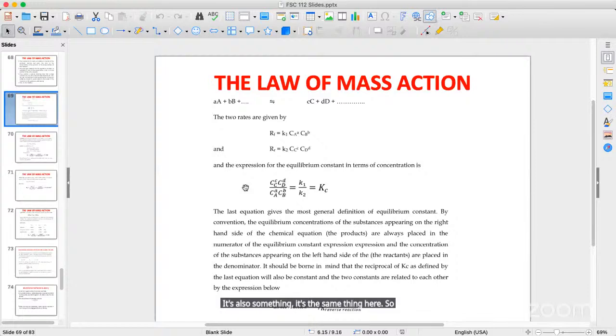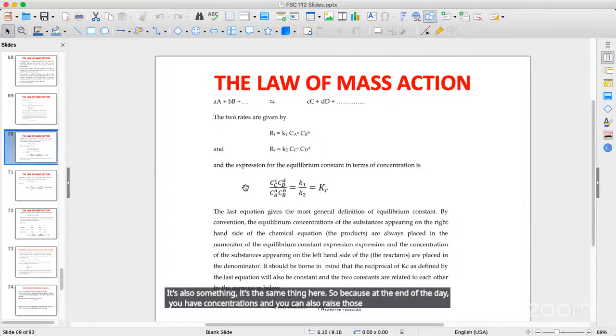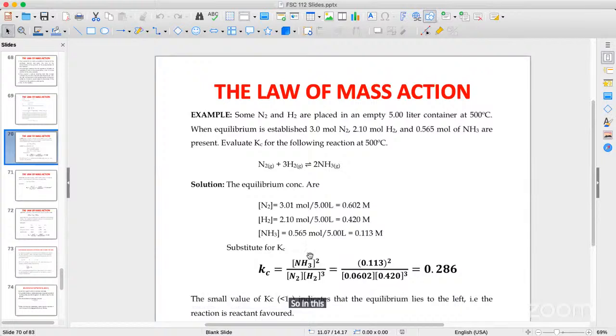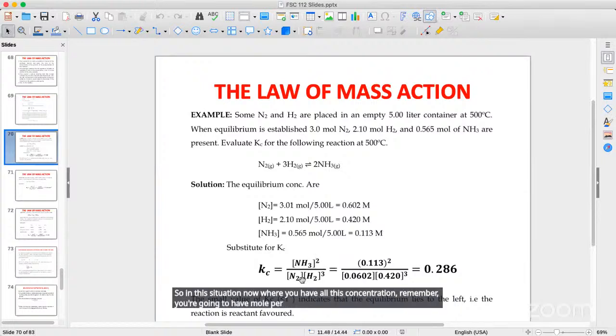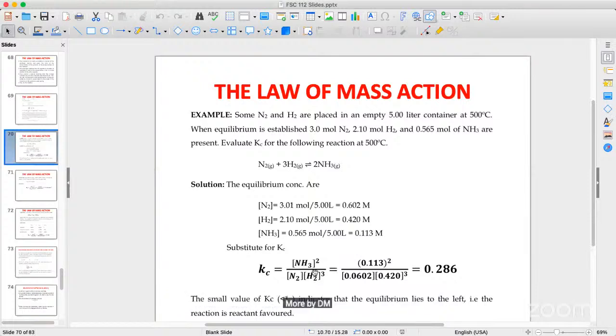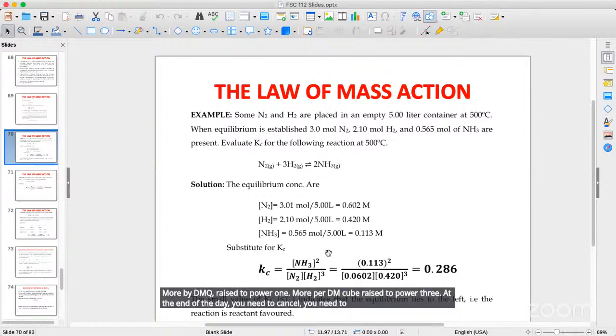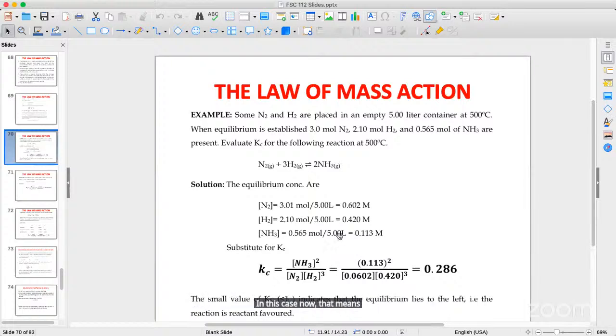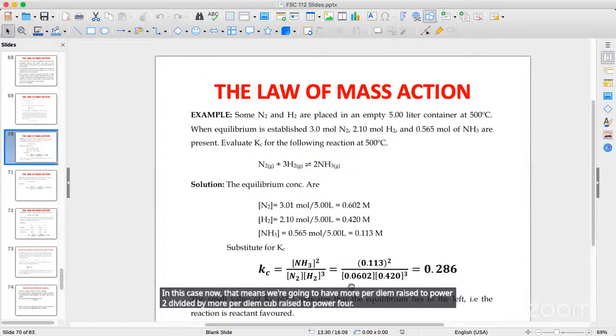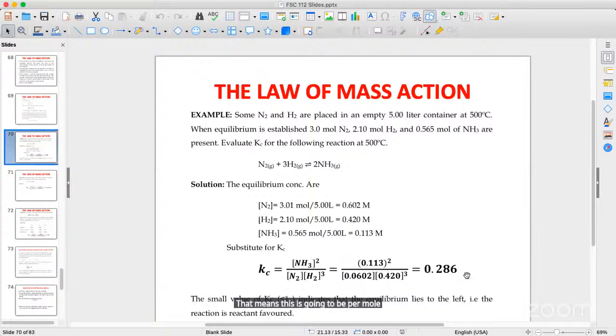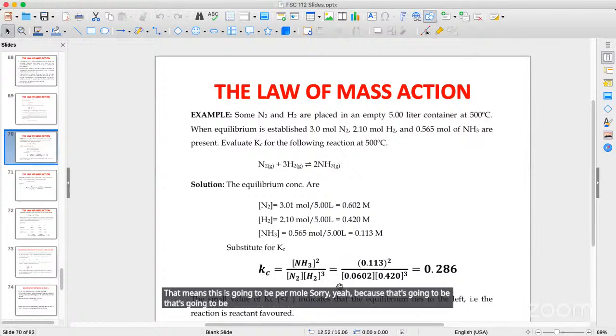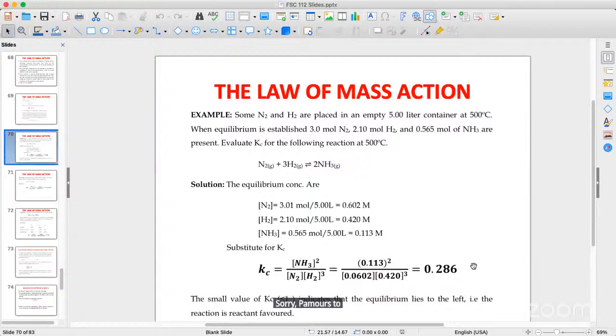Because at the end of the day, you have concentrations and you can also raise those concentrations to a particular power. So in this situation where you have all these concentrations, remember, you're going to have mole per dm cube raised to power 2 here, mole per dm cube raised to power 1, mole per dm cube raised to power 3. At the end of the day, you need to resolve all those to give you the unit. That means you're going to have mole per dm cube raised to power 2 divided by mole per dm cube raised to power 4. That means this is going to be per mole raised to power 2, per dm cube, or per liter raised to power 2.